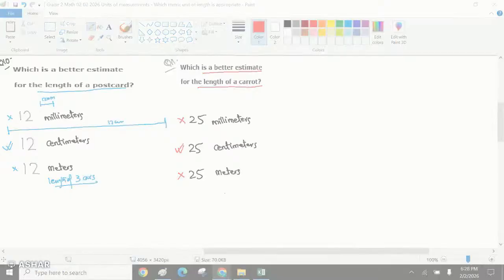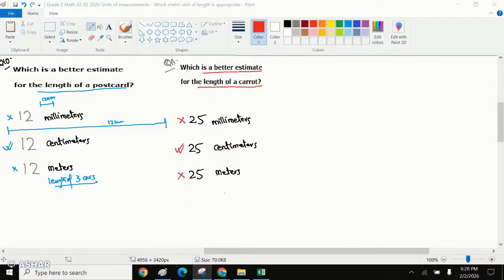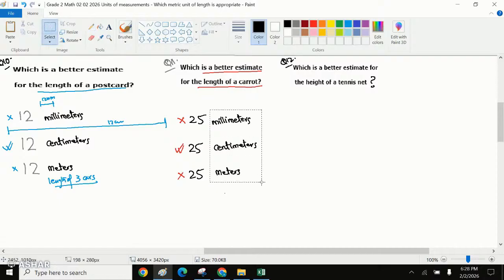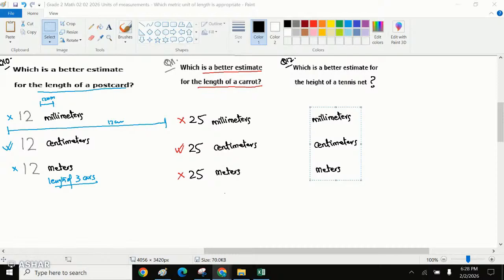Which is a better estimate for the height of a tennis net? We know these days people are playing tennis, pickleball, right? If ever we have been on the court, a tennis net is very different compared to a badminton net. Badminton would be very high, but the tennis net is low. So the given options would be millimeters, centimeters, and meters. Let's put them over here and see what are the better options.